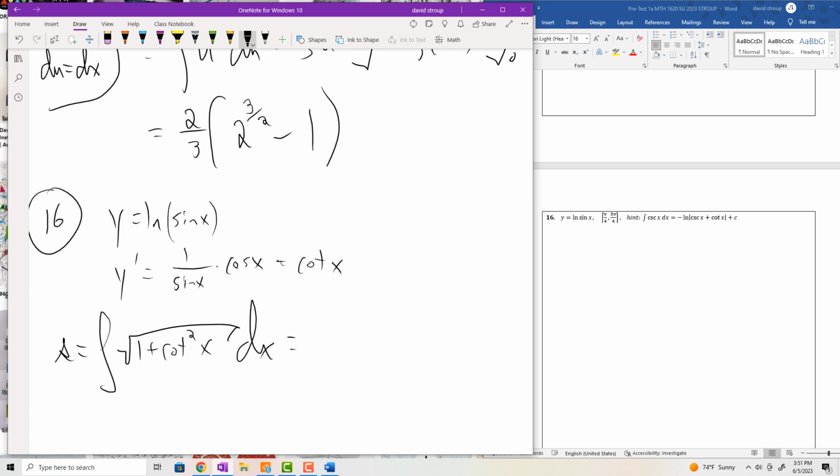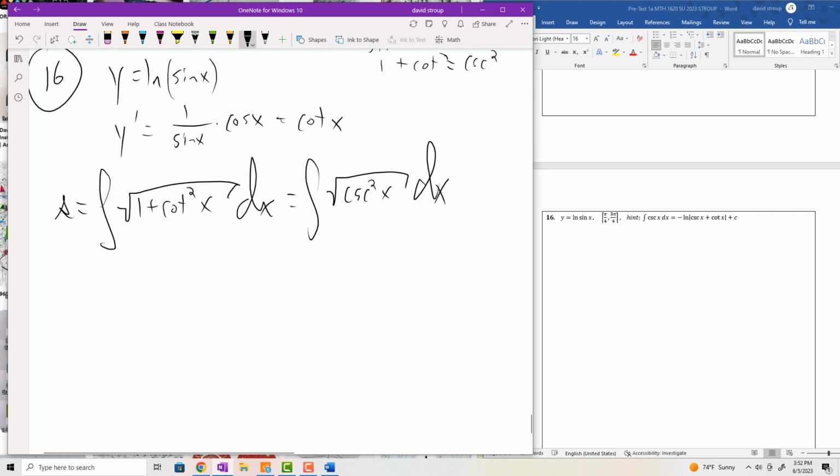1 plus cotan squared. Okay, so we have our fundamental identity, sine squared plus cosine squared equals 1. If you divide it all by sine squared, you get 1 plus cotan squared equals cosecant squared. So it seems I can replace the 1 plus cotan squared with cosecant squared. So the square root of cosecant squared x dx, which will work out nice, right? Because the square root of something squared, you know, those will cancel. So you just get cosecant x dx.